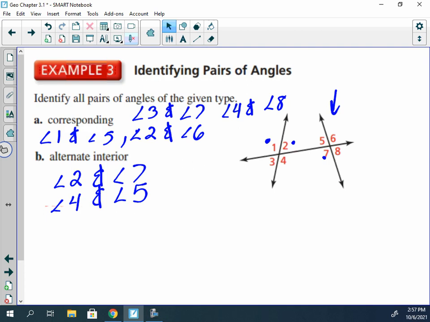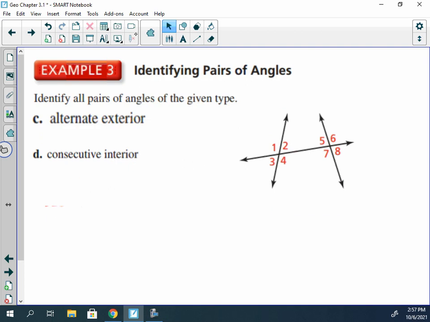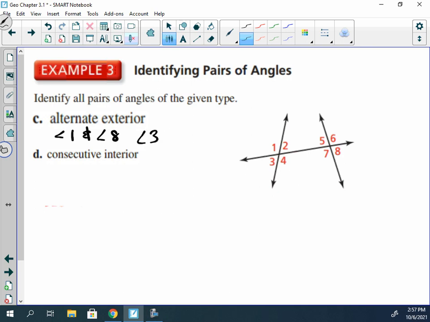Questions on these here? Alternate exterior. So exterior would be outside. So we could say angle 1 and 8, because the four that are all on the same line really aren't going to connect to each other for these four here. So 1 and 8, opposite sides, outside. The other would be outside the two lines and on opposite sides of that transversal.